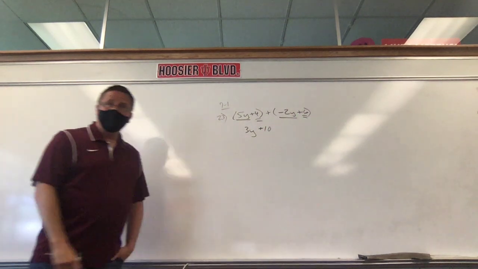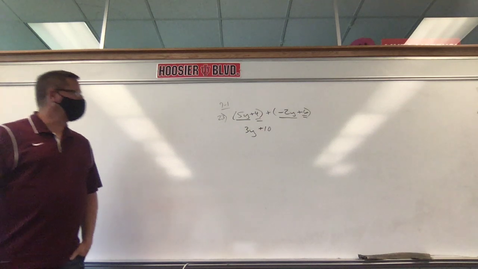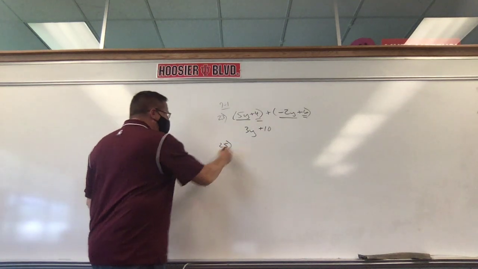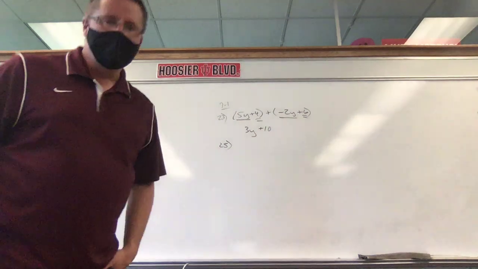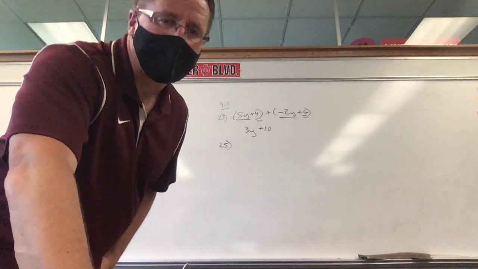You know what you do now? You go to the next question. This is not difficult stuff. You're simply adding like terms. That's it. 3y plus 10. Done. Number 25. This one's going to take a little longer just because there's more to it.